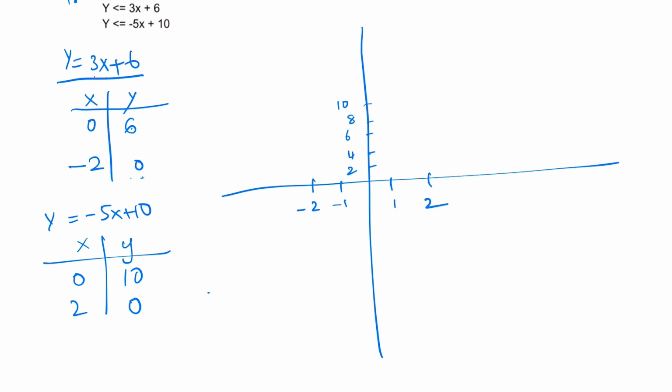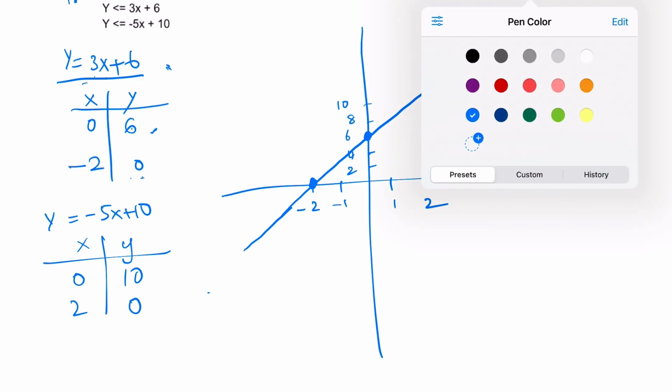Alright, so let's choose this point. When x is 0, y is 6, which is this. And when y is 0, x is negative 2, which is this. And then I have to draw a bold line because there is an equal to sign in that inequality. Okay, this is the graph for y is equal to 3x plus 6. Now let me choose a different color here.